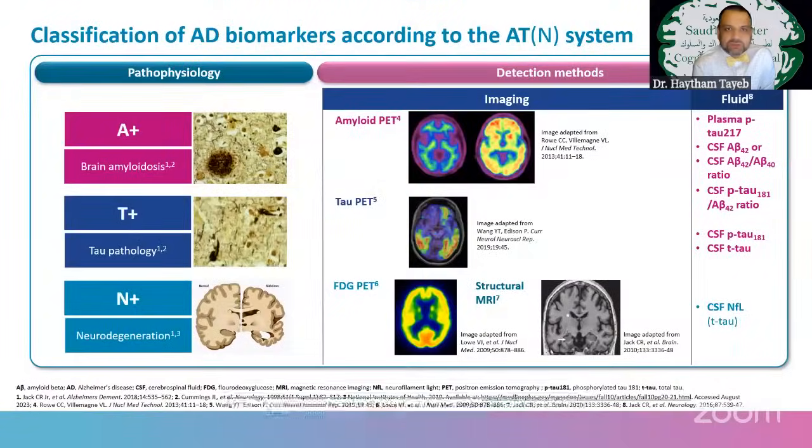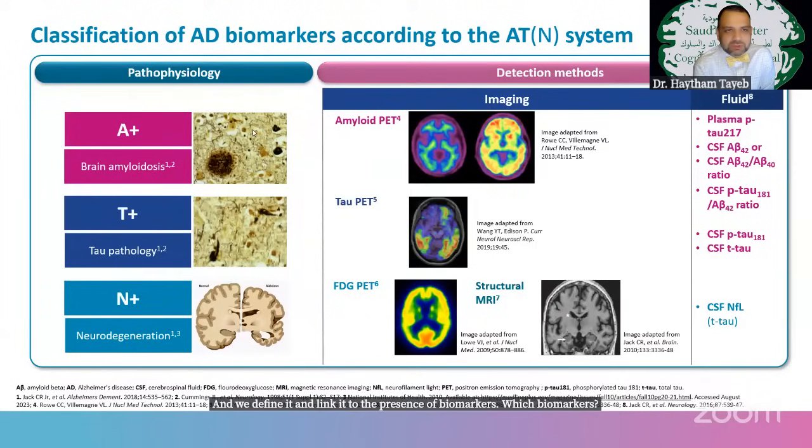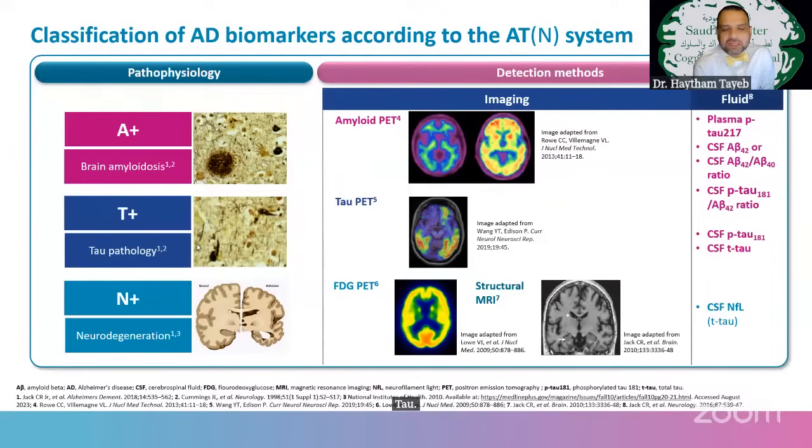So a good spot to start would probably be this slide, which specifies how we now think of Alzheimer's disease in a biomarker-dependent way. We no longer think of it simply as a clinical syndrome, and we define it and link it to the presence of biomarkers. Which biomarkers? Well, those for amyloid, tau, and those denoting neurodegeneration. This is how Alois Alzheimer defined the disease more than a century ago. And today we're upholding the pathological definition of Alzheimer's disease.